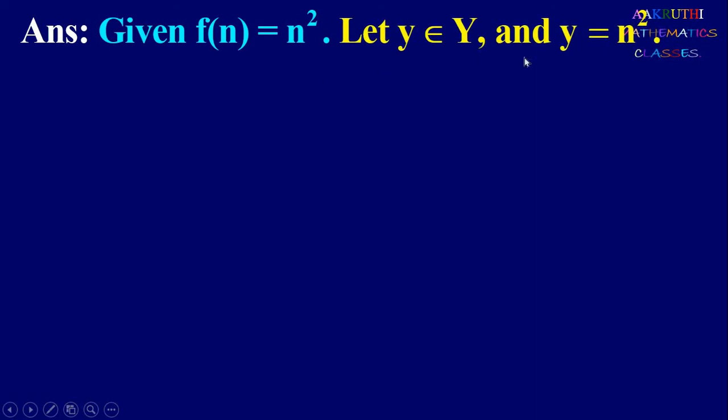We take y belonging to Y and y equal to n square. Here we have to solve for n. So y equals n square implies n equals root of y, and we take root of y equal to g of y.